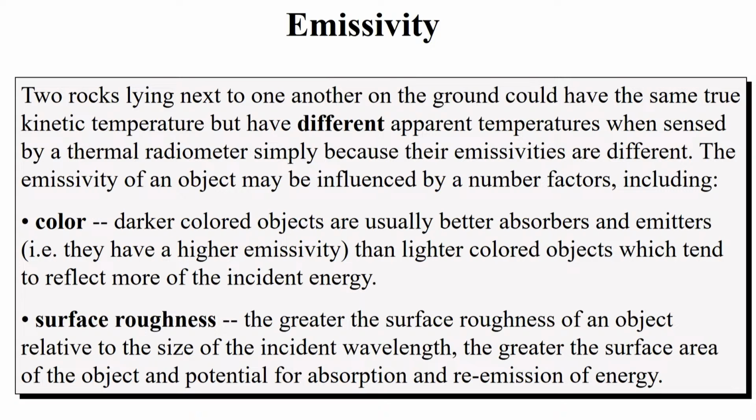Now, surface roughness. When the surface roughness increases, the emissivity also increases. The greater the surface roughness of an object relative to the size of the incident radiation, the greater the surface area of the object and the potential for absorption and re-emission of the energy. It means that when the surface roughness increases, emissivity also increases.